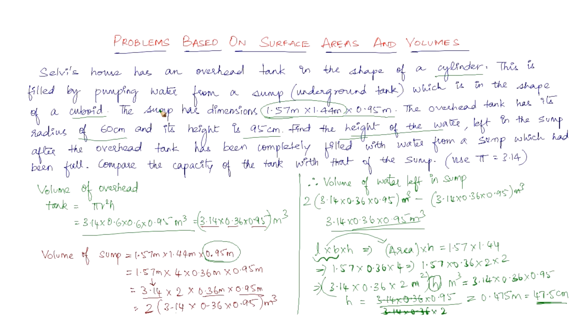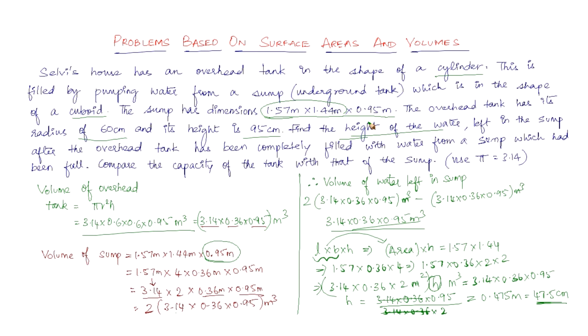Now that the problem is over, let me briefly give you a revisit to the whole problem. See, Selvi's house has an overhead tank in the shape of a cylinder. An important point here: cylinder, because the volume of a cylinder is pi r square h. This is filled by pumping water from a sump which is underground, in the shape of a cuboid whose volume is length, breadth and height, given here clearly. So the height is here.